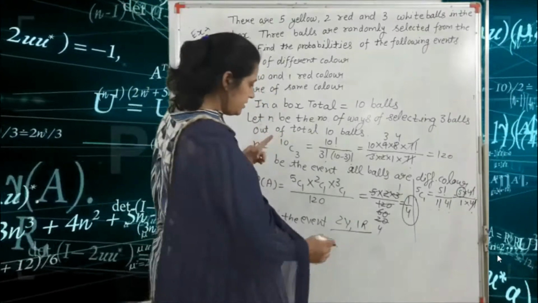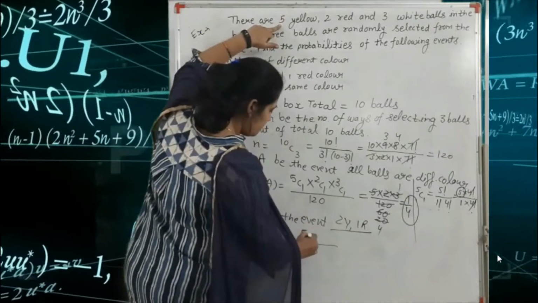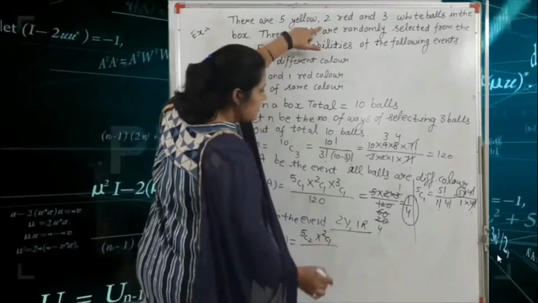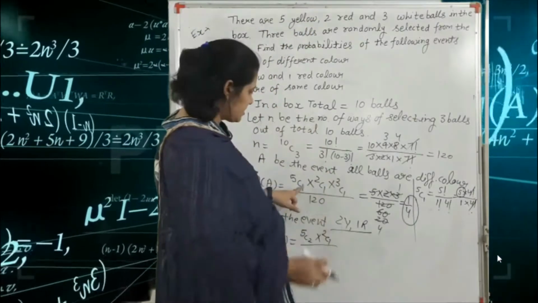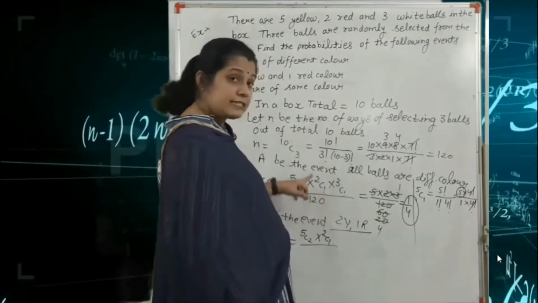Okay, so here the probability of B is equal to what? In the numerator, 2 yellow. So 2 yellow is 5C2. Got it? And 1 red, so 2C1. Here, if you have any confusion, use the sum of the suffix terms: 1, 1, 2 plus 1, 3. And here is the multiply sign.